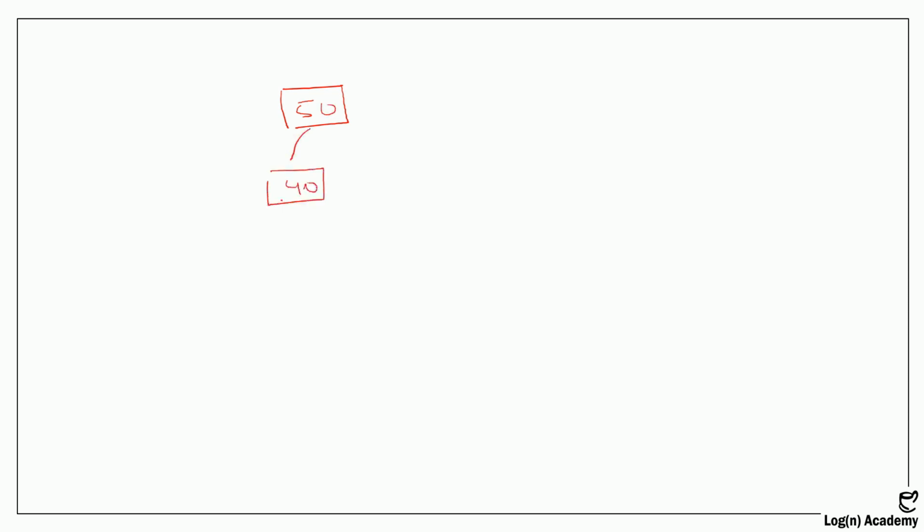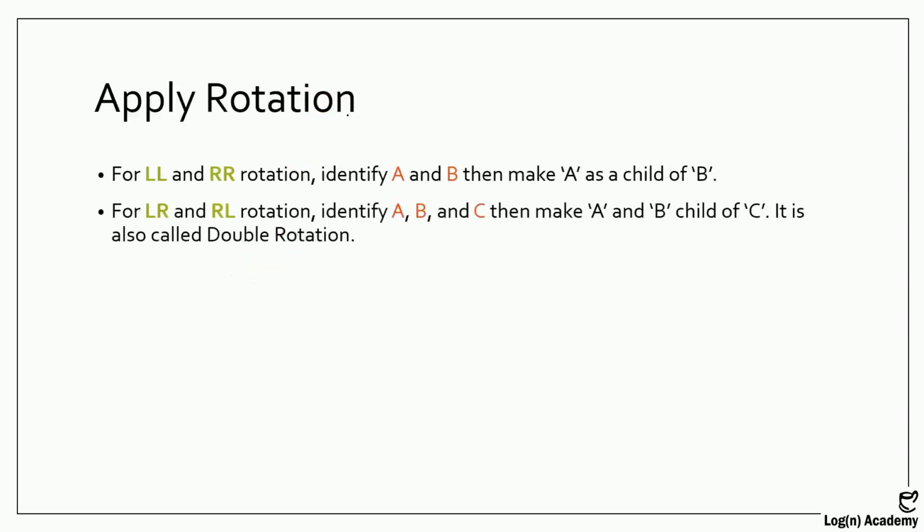So we have 40 and we have 30, right? So the balance factor is 0, 1 and 2, and this is A, right? This is A. So to apply rotation for LL and RR rotation, identify A and B and then make A as a child of B.